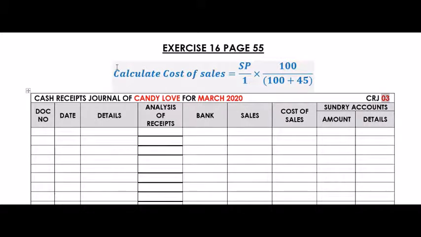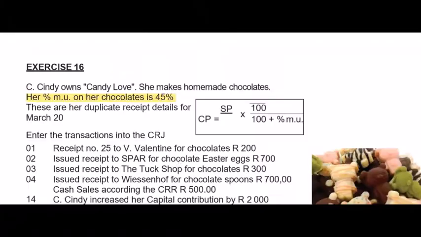Okay, then I just gave you your cost price formula again because sometimes you boys forget, and because her markup is 45%, you will enter that in your formula. Okay, now we can go and look at the transactions.